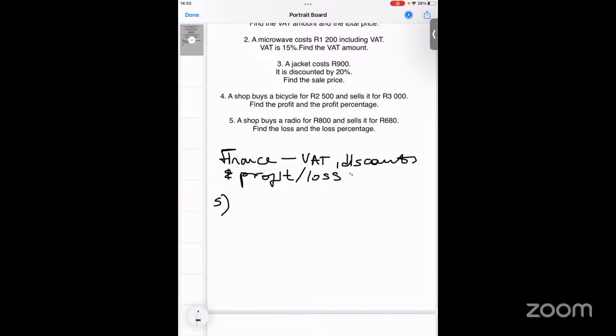Okay, it looks like we're doing the opposite of what we did there. The loss will come from you saying, I bought this thing for 800, and now I'm selling it for 680. So you bought it high, you sell it less. So 800 minus 680 gives you 120.